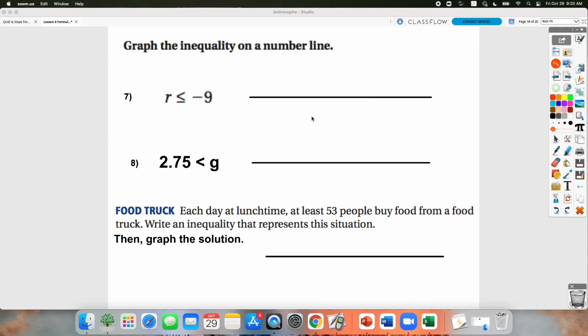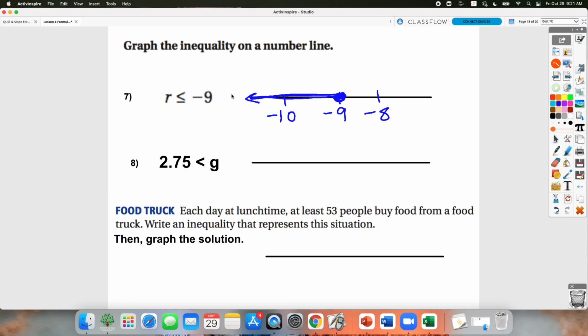So for r is less than or equal to negative 9. Bella, what do I need to show on my number line? Like, what numbers do I need to show? Good. Okay. Absolutely. All right, and then Bella, what kind of circle did you have on negative 9? I had a closed circle. Good. Okay, and then what direction do I need to shade, right or left? Left. Left, because it has to be less than or equal to negative 9, so that would be all the numbers below and at negative 9 on that number line.